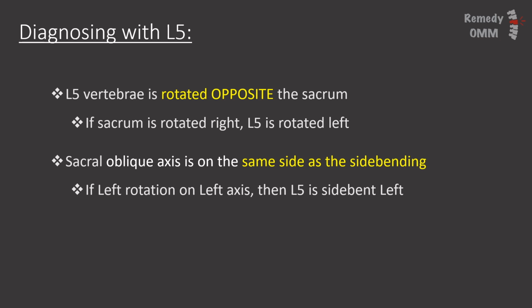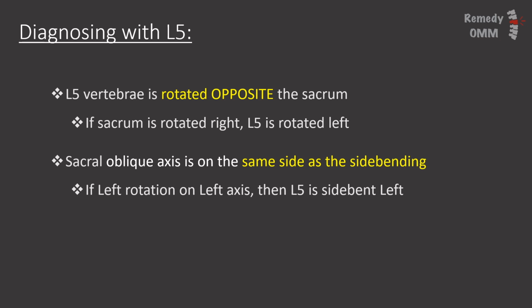to diagnose sacral dysfunctions. However, you may come across different questions that require your knowledge on the movement of the L5 vertebra in relation to the sacral dysfunctions. Two important things you should know here. First is that L5 and the sacrum rotate in opposite directions. This is easy to remember as it is intuitive. If the sacrum is rotated left, then L5 is rotated right.